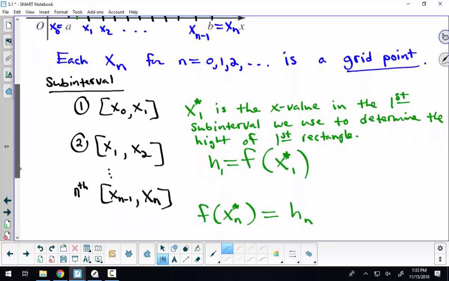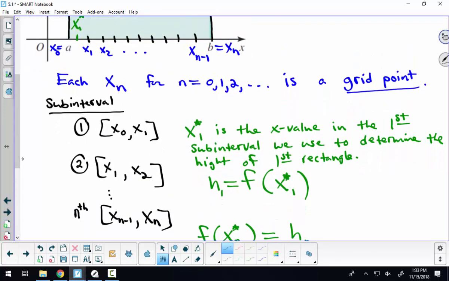And then so we have these varying subintervals, x sub 0 to 1, x sub 1 to 2, and so forth. This is our first subinterval or our first rectangle. This is our second rectangle. And this is our nth rectangle, whether it's the 4th or the 32nd or the 64th rectangle. That's where we're ending.